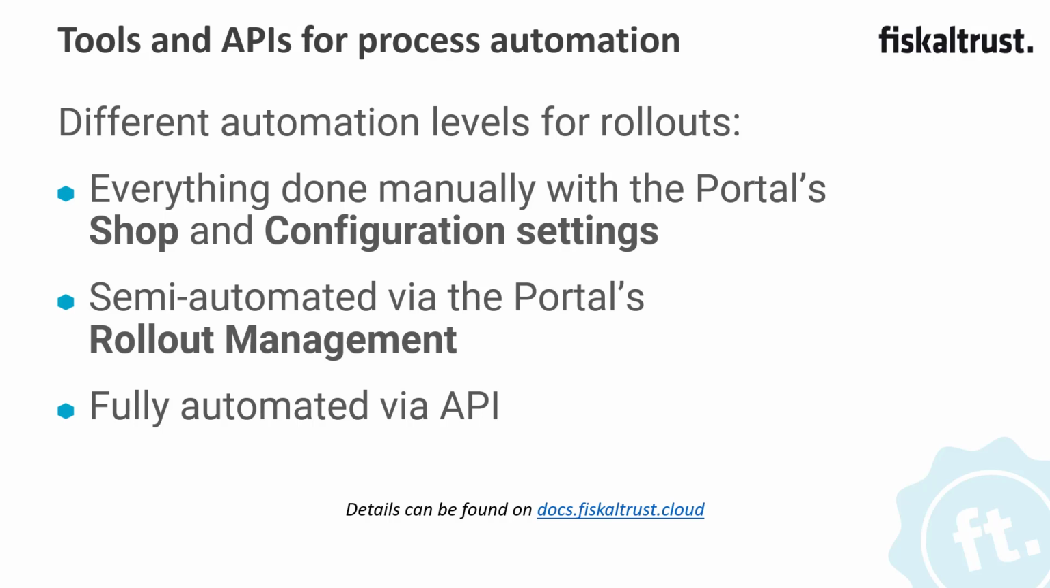It's also possible to have a semi-automated rollout via the portal's rollout management feature. This can, for example, use predefined configuration templates, and it also abstracts the shop complexity away. So the rollout management makes it very easy to buy and roll out products via the portal. And of course, finally, we also have the option to do all of this fully automated via our API. More details, of course, can also be found on docs.fiskaltrust.Cloud.